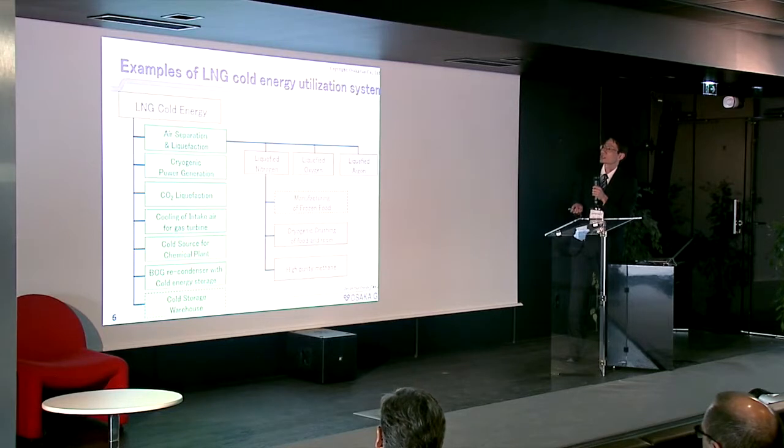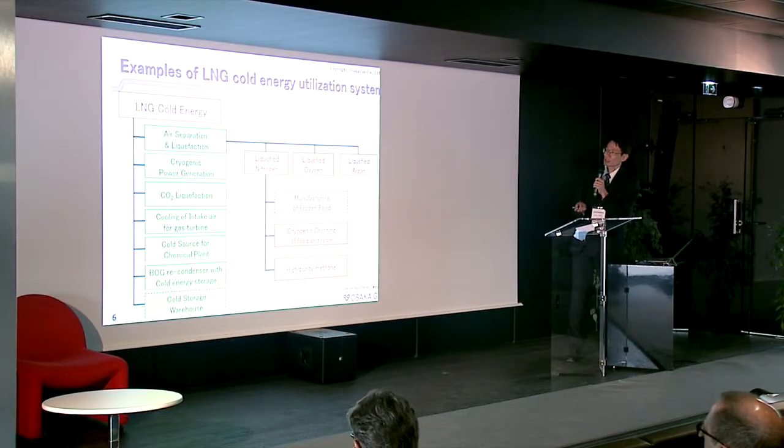Next, I will explain about the examples of cold energy utilization systems. Here, I'm showing the examples of cold energy utilization. One is air separation and liquefaction, producing liquefied nitrogen, oxygen, and argon. And also liquefied nitrogen is used for manufacturing of frozen food and cryogenic crushing, and producing high purity methane, etc.